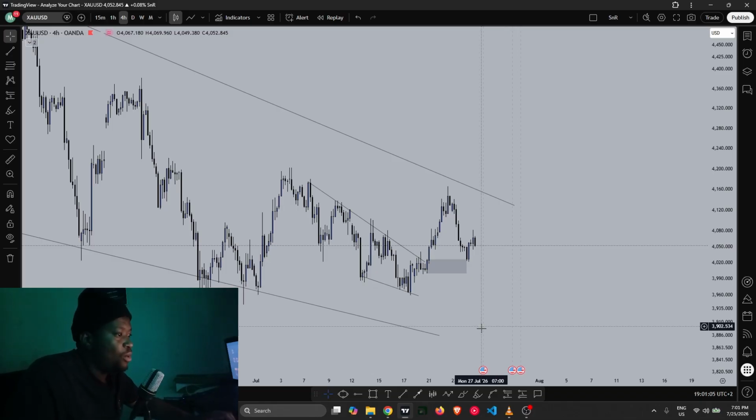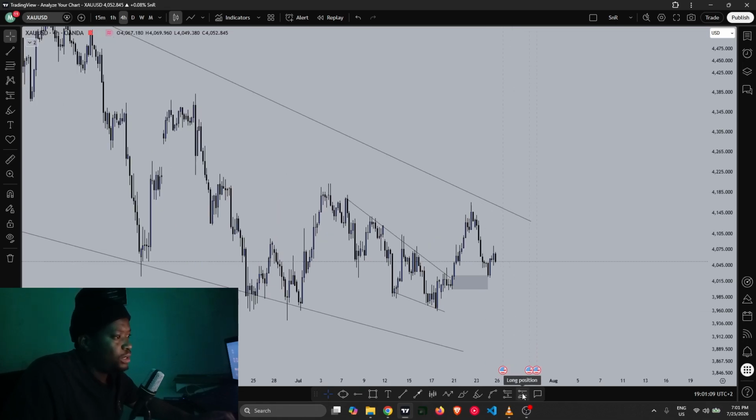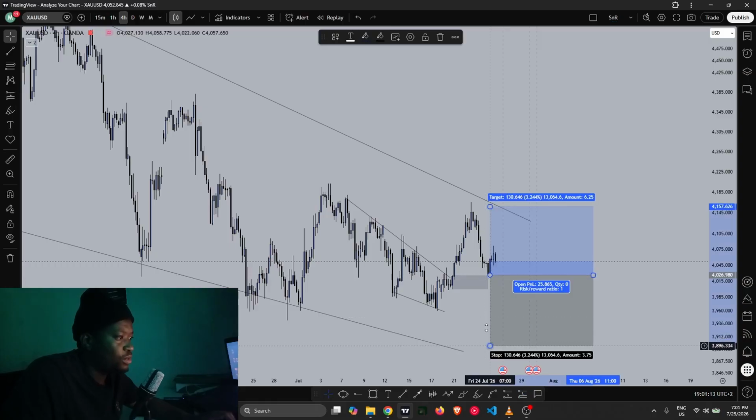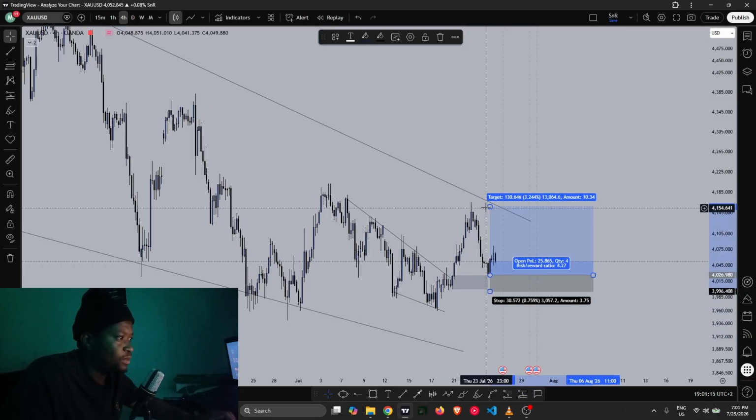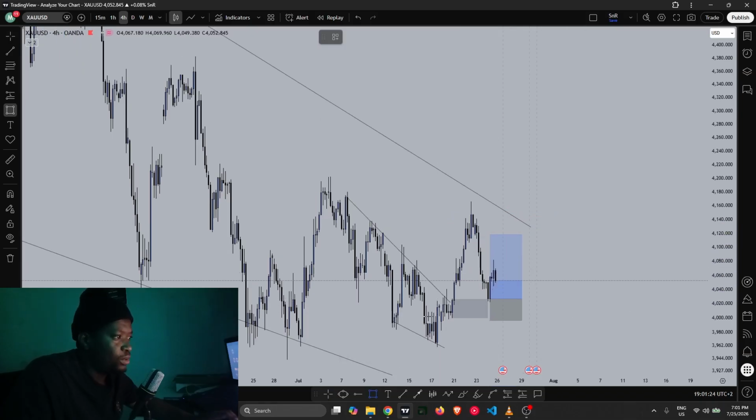Okay, well, if you are a swing trader, you could have taken your trade here, and then your target was going to be here, right? As you can see, you could already be in a 1:2, 1:3 trade. This is the thing that you can see, the target.